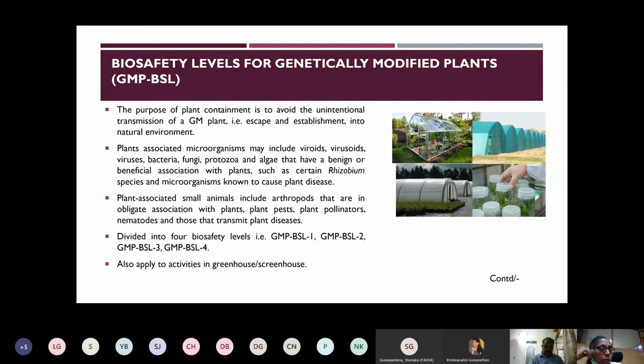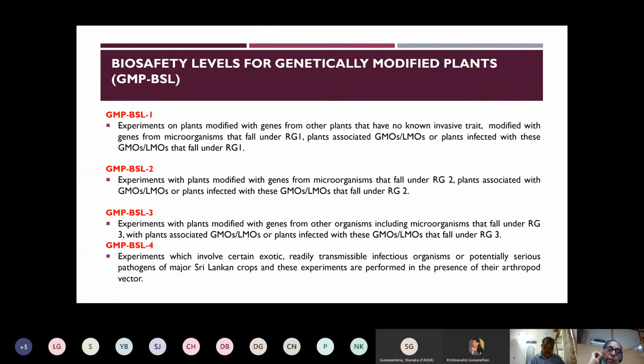This is divided into four biosafety levels, BSL 1, 2, 3, 4. And this will also apply to activities in the greenhouses and screenhouses. So again, in the same manner, the biosafety level definition is experiments on plants modified with genes from other plants that have no known invasive trait. So here, since we are talking of the environment and all those issues, our risk group classification is based on invasiveness or creating weeds in the environment and so on. That's the first part.